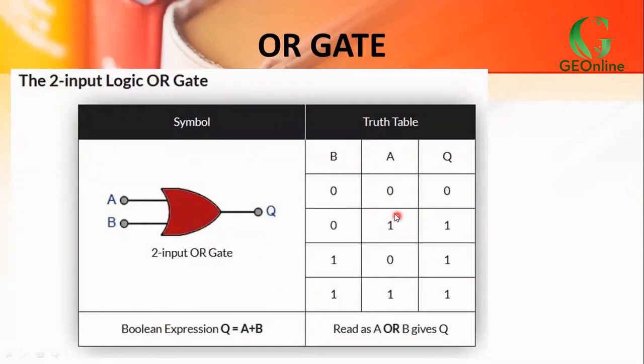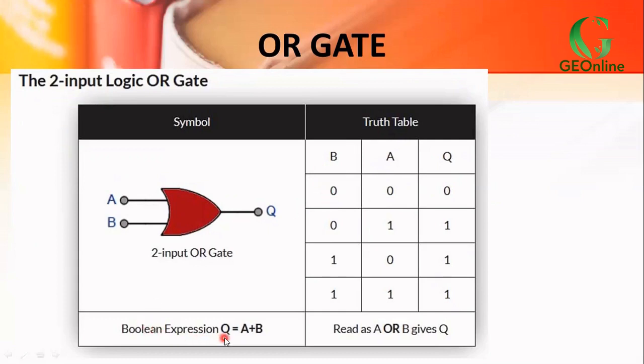So in this case, when A is high, we get a high in the output. When B is high, we get a high in the output. When both the inputs are high, we also get a high in the output. So this is a logical circuit which gives output if any one of the input is high. This is in the off state only when both the inputs are 0.